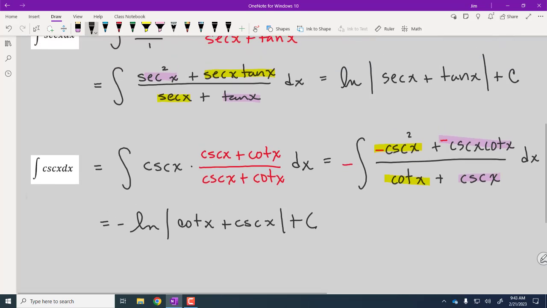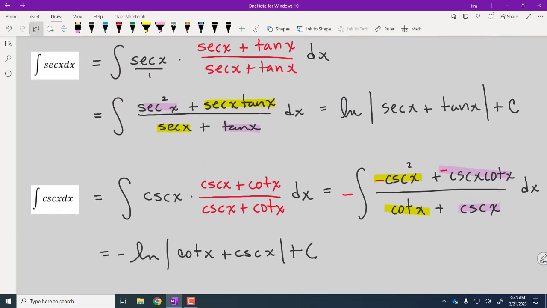So those are the two more complicated ones in terms of showing that they are in log form. The secant one we're going to see a lot. So that's the one that's much more important to sort of get in your quiver.